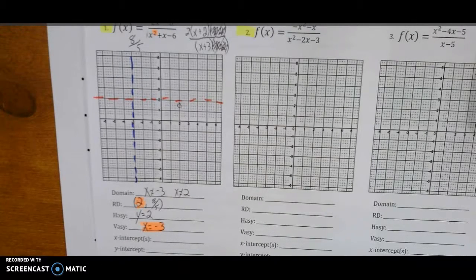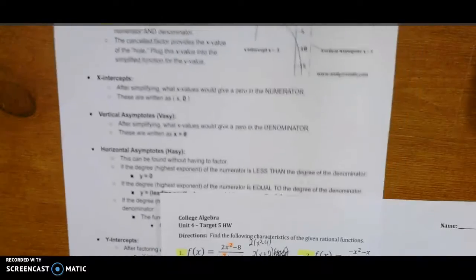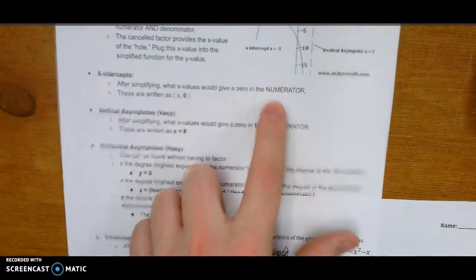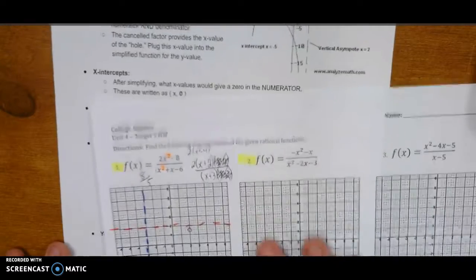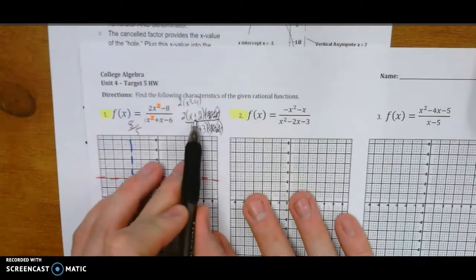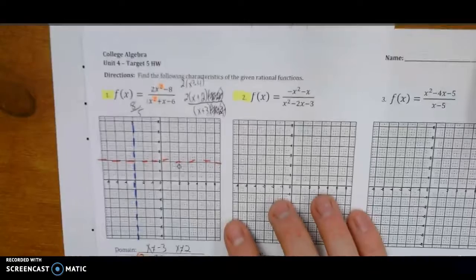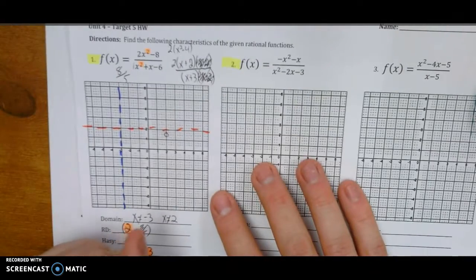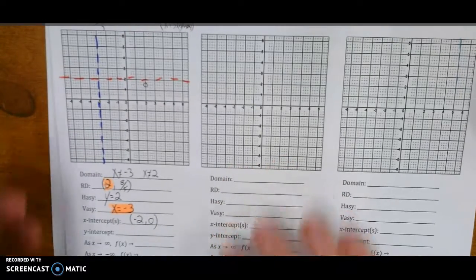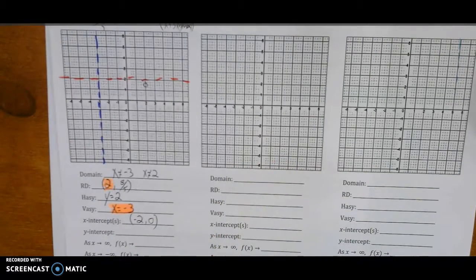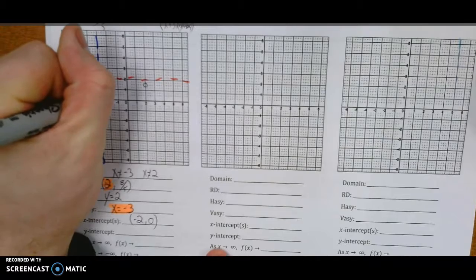X-intercepts occur anytime we have a 0 in the numerator after simplifying. After we simplified, an x of -2 would give me a 0 in the numerator. So my x-intercept would be at (-2, 0). Graphically, that would be -2 on the x-axis.